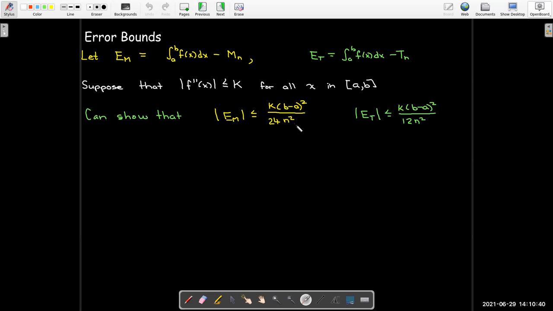The only difference is that the error bound on the midpoint rule has 24, whereas the error bound for the trapezoidal rule has 12. That doesn't always mean that the midpoint rule is going to be better than the trapezoidal rule, but all things considered, not knowing what the error is, you would expect to get a smaller error using the same value of n on the same interval with the same function using the midpoint rule rather than the trapezoidal.